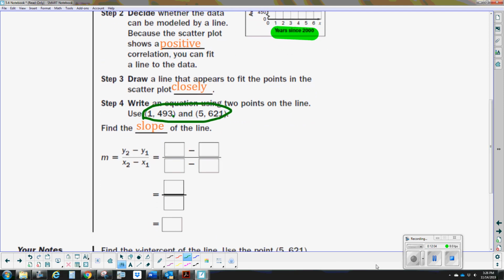Okay, so now I'm going to use my formula for slope to actually calculate the slope of the line I just sketched in. So my slope is y2 minus y1 divided by x2 minus x1. I'm going to call this the first point and this the second point.